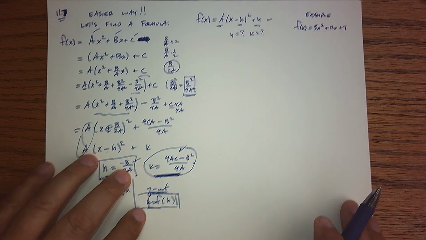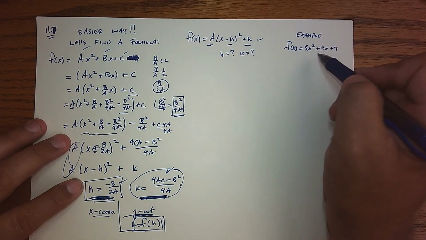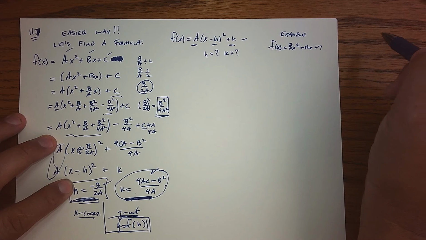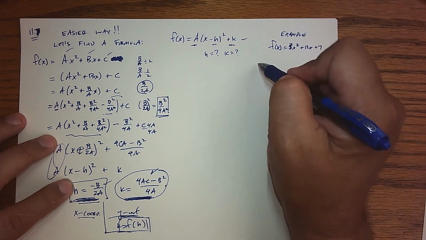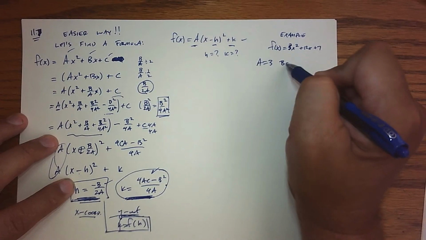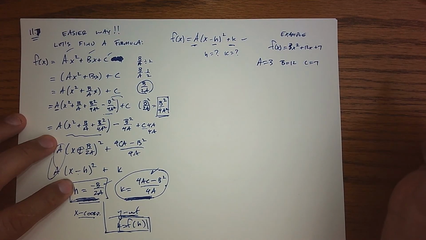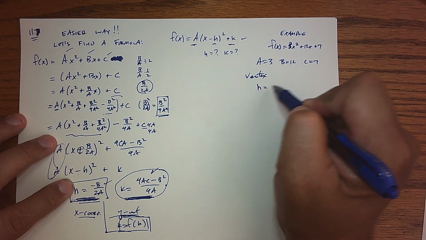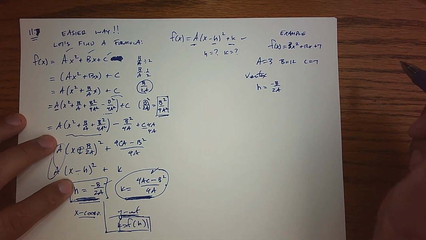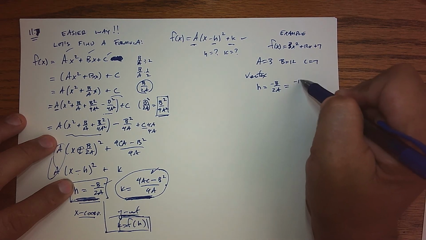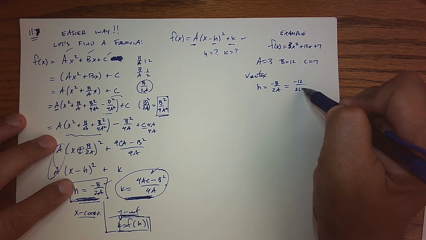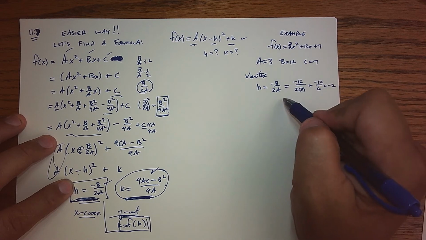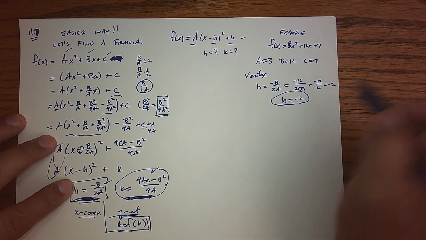What we have is a formula to do this. So in practice, here's an example. I've got f of x equals 3x squared plus 12x plus 7. In this case, a is 3, b is 12, and c is 7. So how do I find my vertex? Well, with my formula, I know that h is negative b over 2a. Plugging in what I know, this is negative 12 over 2 times 3. That's negative 12 over 6. What we get is negative 2. So h is negative 2.